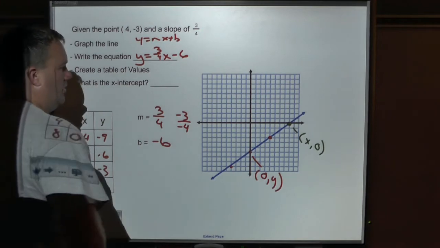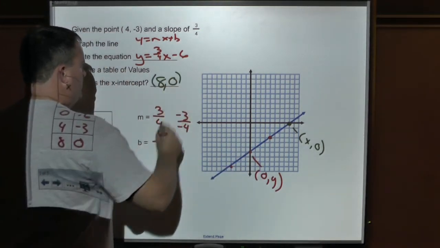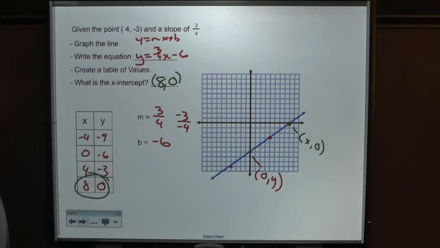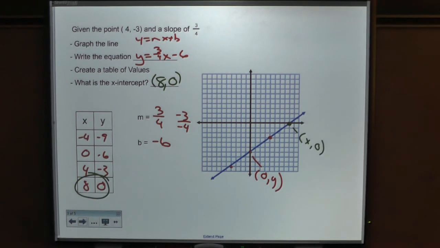Now, the point where the line crosses the x-axis is the point 8, 0. We've got it in a couple of different places. But I want you to be able to remember that. Right? The x-intercept is where the line crosses the x-axis. Be able to identify that. Obviously, we know the y-intercept now, where the line crosses the y-axis. All right. So, last one.